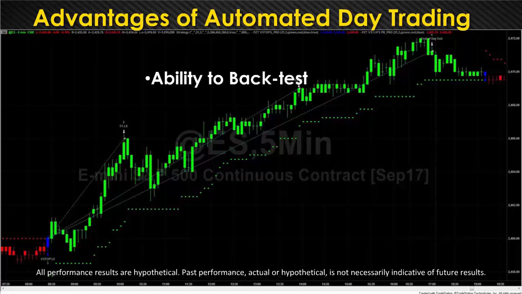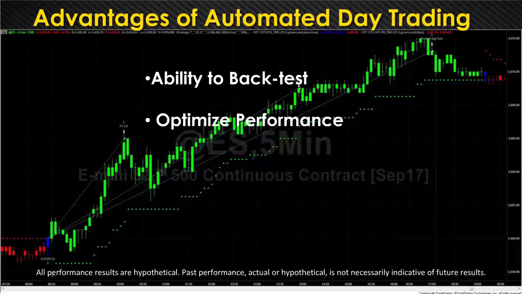The first is the ability to backtest. Backtesting is one of the most powerful benefits of using a strategy. This process refers to applying a strategy to historical data to verify how a system would have performed during a specific time period. This ability to test on historical data is an incredibly powerful way to validate a trading concept or idea. As long as the idea can be quantified, it can be backtested.